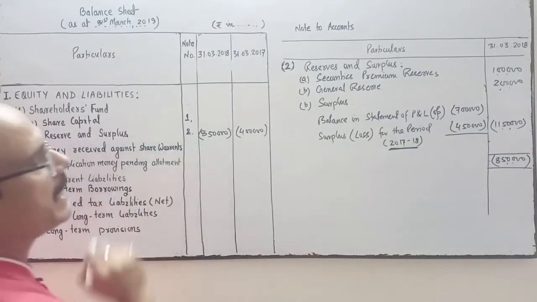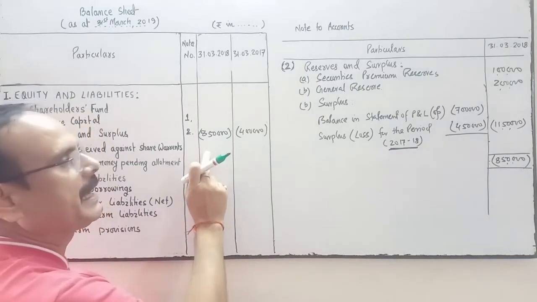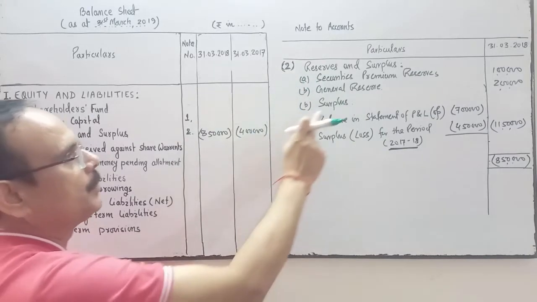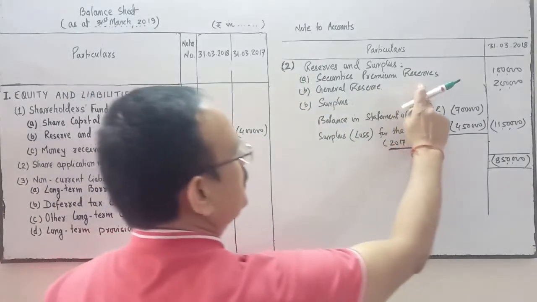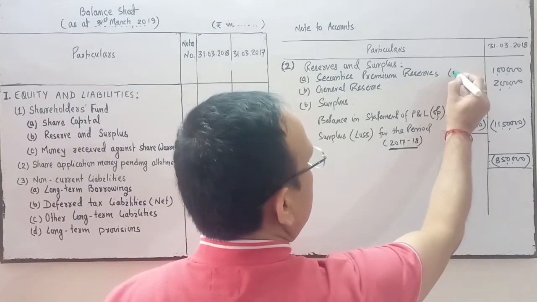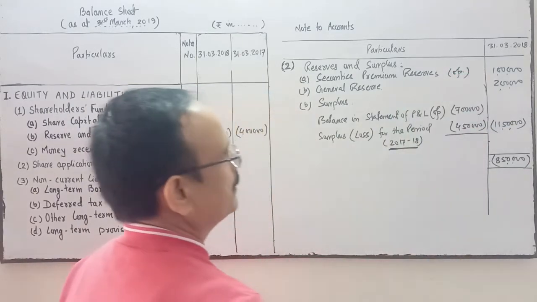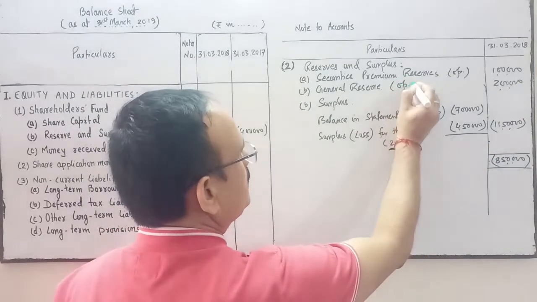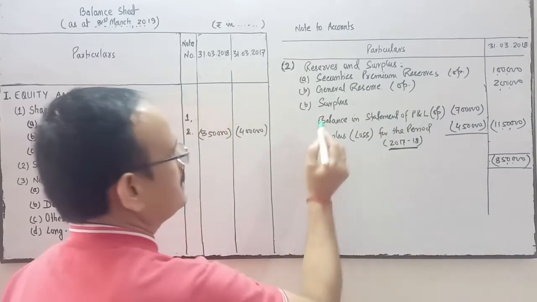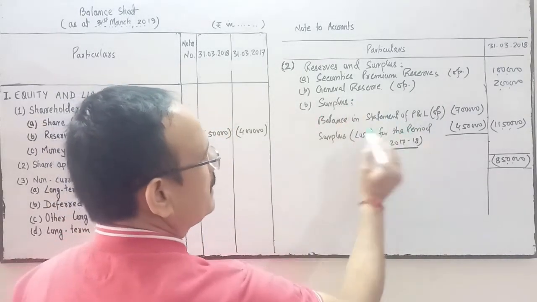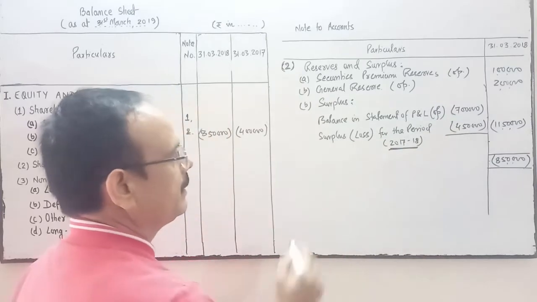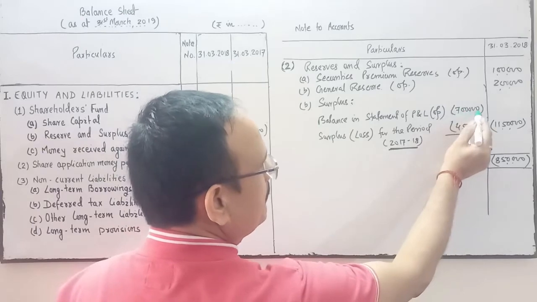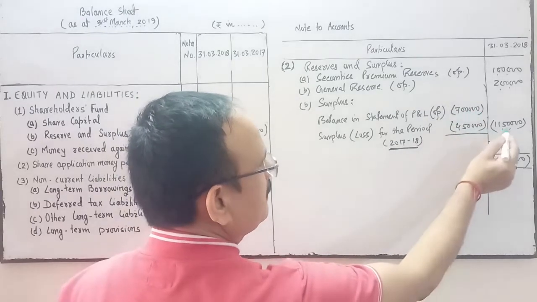Reserve and surplus 8,50,000. If you want to see the detail about 8,50,000, you see in the note number 2. So in note number 2, the previous balance of security premium reserve is this much in the opening. In the current year there is no security premium. Same with the general reserve, opening is this. Surplus, if you talk about the surplus, last year surplus is 7 lakhs and the current year is 4 lakh 50 minus. So it is 7 lakh minus 4 lakh 50, so total is 11 lakh 50.